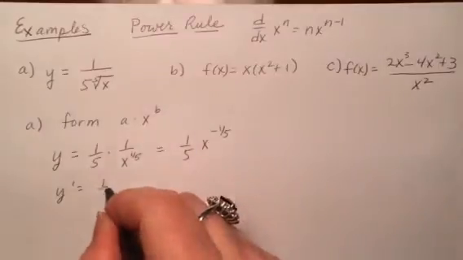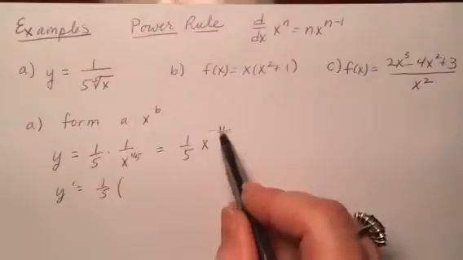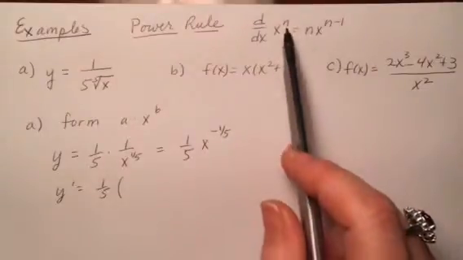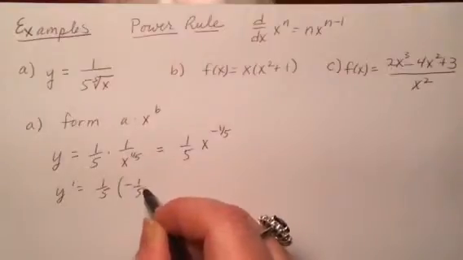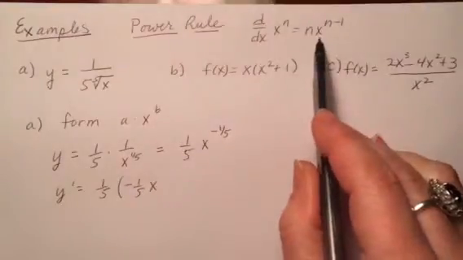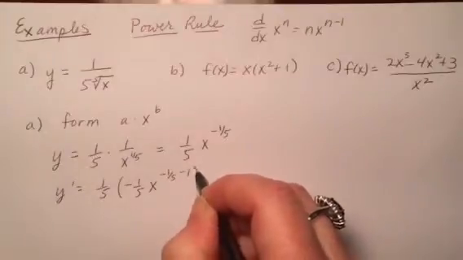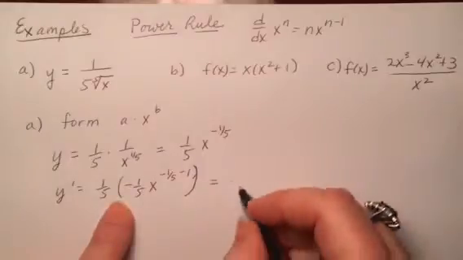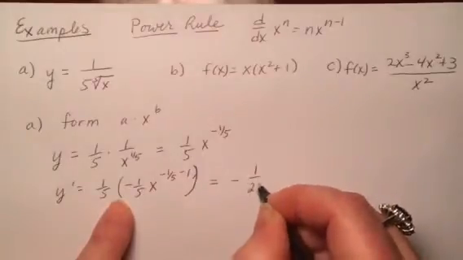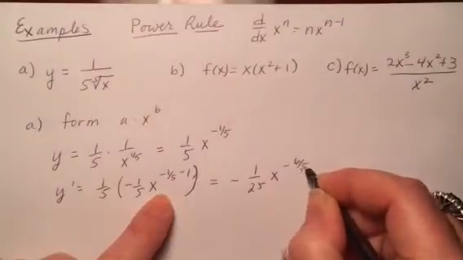The constant multiple rule says write down the constant in front. Then we're taking the derivative using the power rule, which says write the power down. Then write down your variable and subtract 1 from the power. There we go. So let's see, we're going to have negative 1/25 x to the negative 6/5.